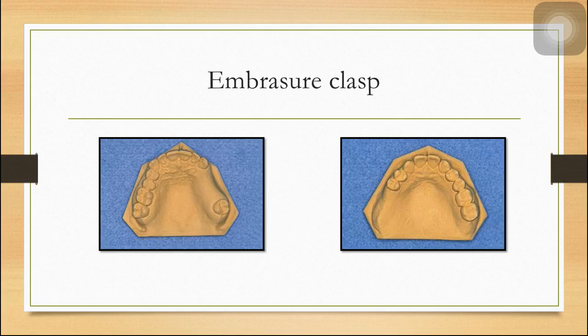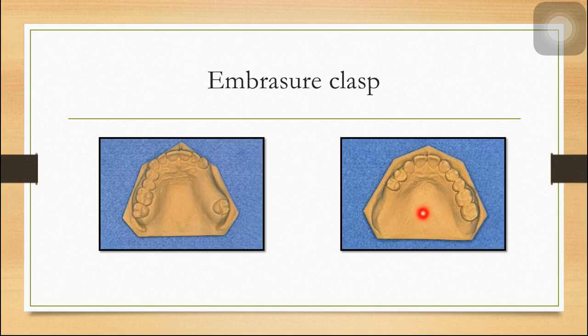Embrasure clasp is another type of circumferential clasp arm. If we see this picture, this is a Kennedy's class 3 with no modification area present on the opposing side. So we cannot make a cast partial denture which only extends over this area. It has to extend over this area as well and engage these abutment teeth as well. If that is the case, in which the opposing side does not have any modification space, then embrasure clasp can be used over this area. I will show you embrasure clasp in the next slide.